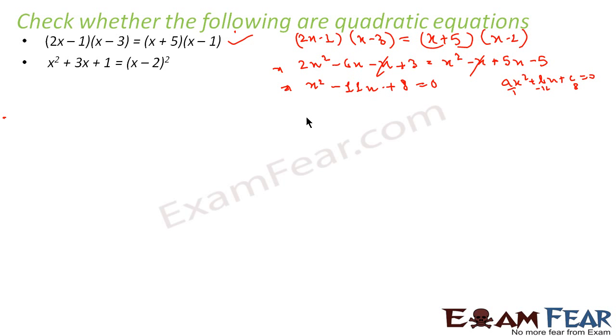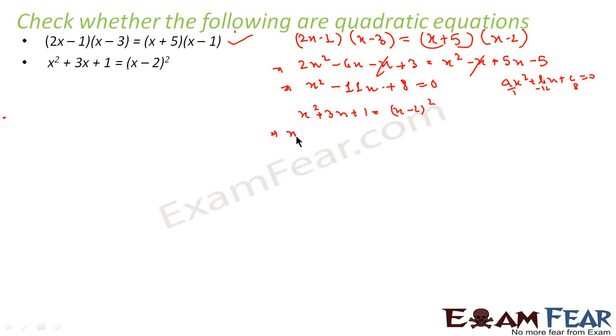The question says x square plus 3x plus 1 is equal to x minus 2 whole square. If you see, students, just by looking at the equation, this looks like a quadratic equation because this is of the form x square, but it may not be. We'll see this. So actually it's always good that you solve the equation and then only you come to a conclusion. Just by looking at this, you can't actually say. Let's solve this question, I'll show you.